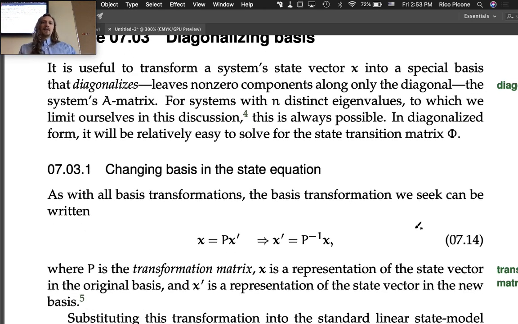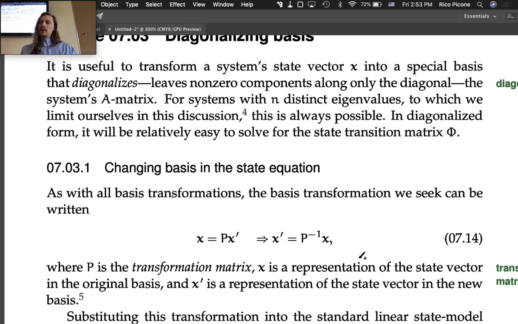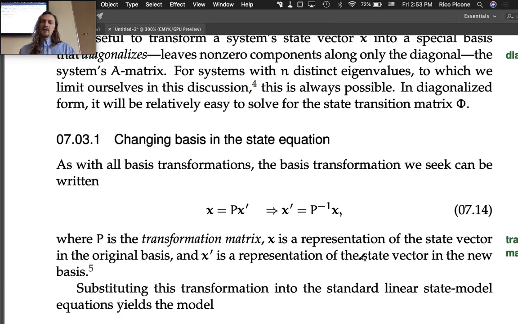So, changing basis in the state equation. As with all basis transformations, the transformation we seek can be written as: take a vector, operate on it by a matrix, get out a new vector. Here P is the transformation matrix, x is a representation of the state vector in the original basis, and x prime is a representation of the state vector in the new basis. This other equation is just the other side.